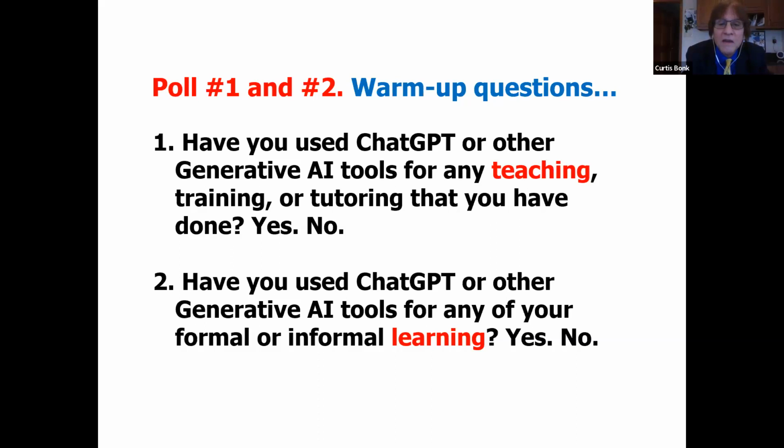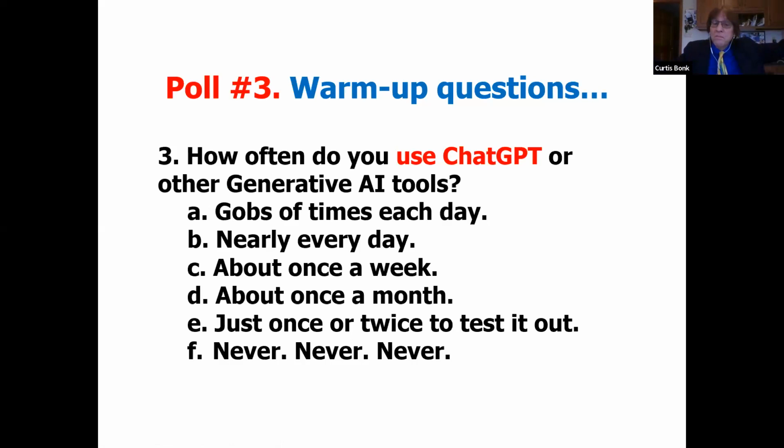So, we have a third question, Sarah. Why don't you pop this one up? How often do you utilize ChatGPT and other generative AI tools? So here we go. How often? Gobs of times each day, nearly every day, about once a week, once a month, just once or twice to test it out. Okay. So gobs of time. Gobs and gobs of time. Or nothing. Okay. All right. There is a bottom answer down there. Never, never, never. The Neverland. Okay. All right. So, nearly every day. 1 in 5.